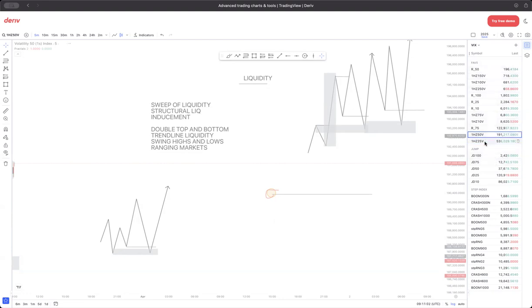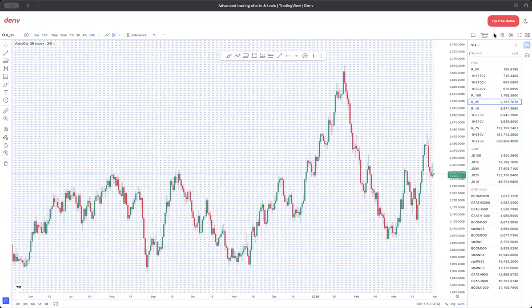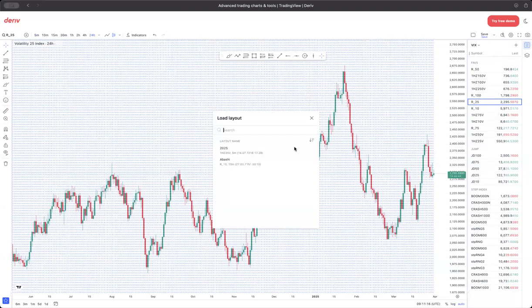Why is this thing not loading? Let me check. Why is this stuff not loading?